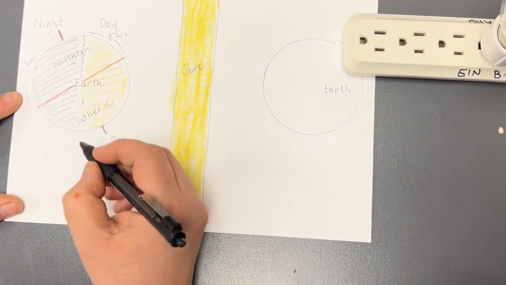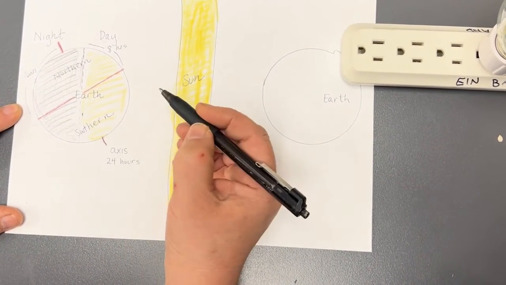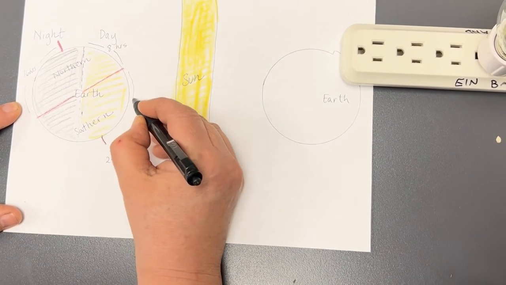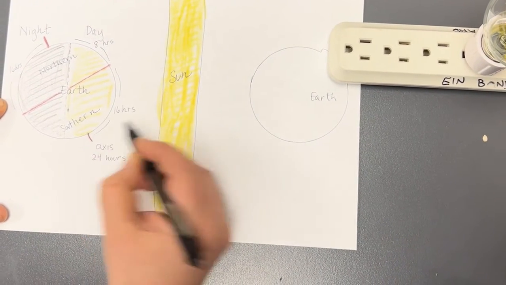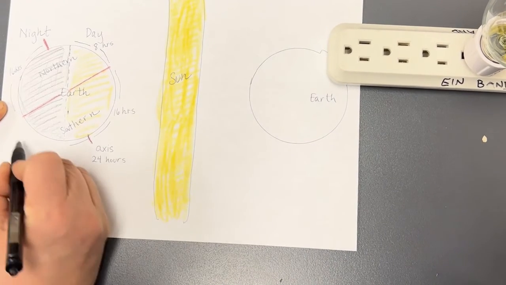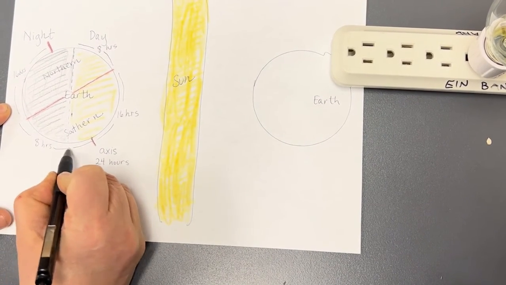But if we look at the southern hemisphere, it looks a little different. Notice their pie of light is a lot bigger. So now over here, it's going to be 16 hours of daytime all the way here. And it's going to be only 8 hours of dark.